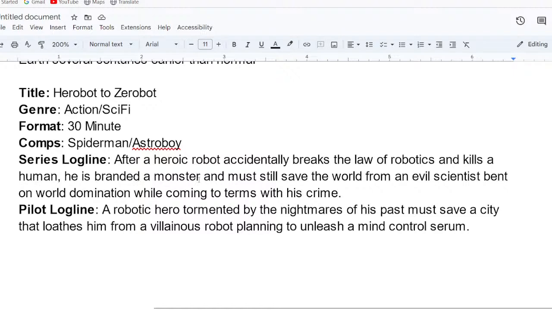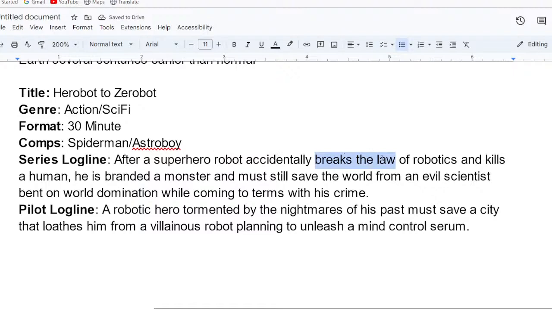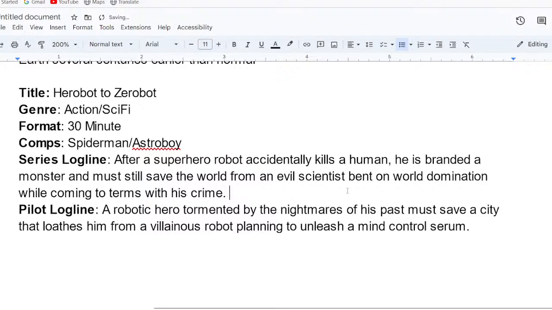Okay, so was he a superhero before? Yes. Okay, so when you say a heroic robot, you mean a superhero robot. That's his role, not just a description of his personality. Okay. So I would just say something like, when a superhero robot accidentally kills a human. I think breaking the laws of robotics is not as relevant as that, which is a much more to-the-point way of saying this. This is against every law. No one's supposed to kill a human, right?